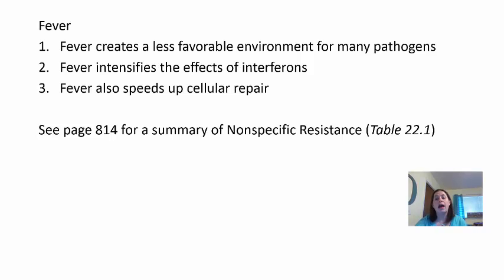If fevers get too high, then we start to see cellular damage and even issues in the brain if fevers are too high or they stay too high for too long. You can look on page 814 in your book, and this gives you your non-specific resistance. There's a table there that lists all of these different things we just talked about, and then what they do, how they fight off the invader. And remember, these are all considered non-specific, so it doesn't matter what the invader is, they're all going to act the same way, no matter if they're attacking a virus, bacteria, fungus, or whatever it might be.